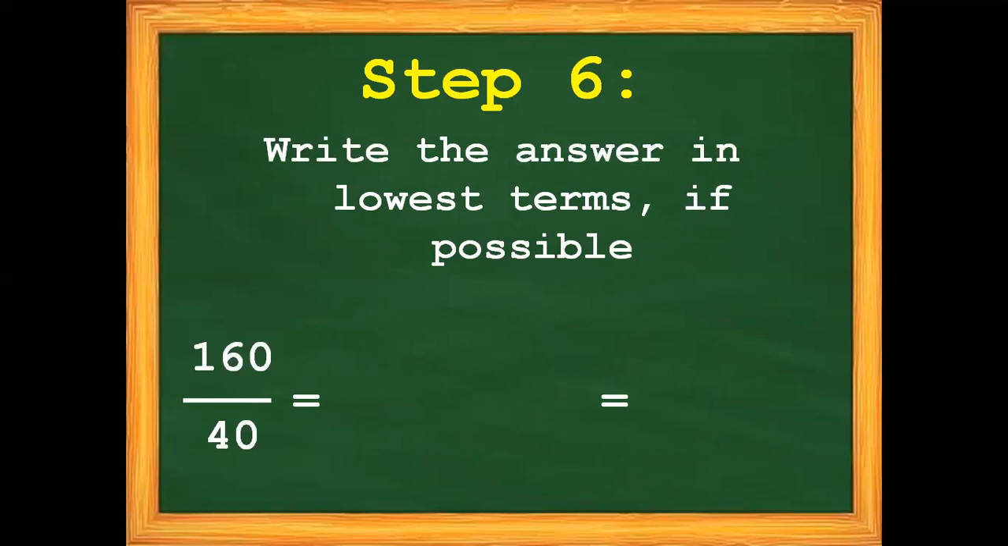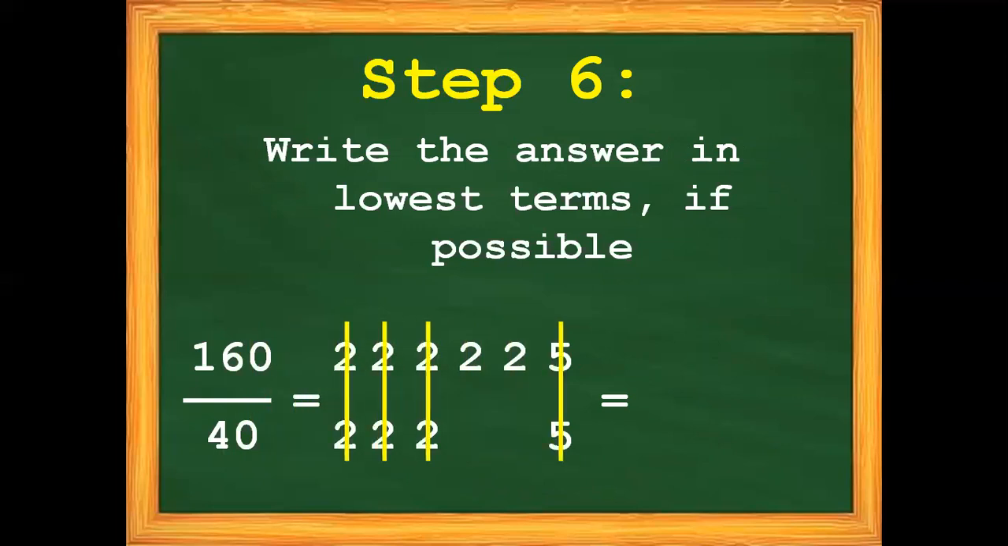Step number 6. Write the answer in lowest terms if possible. So what are the prime factors of 160? We have 2 times 2 times 2 times 2 times 2 times 5. How about 40? We have 2 times 2 times 2 times 5. So we are now going to cancel the common factors, or the greatest common factor.